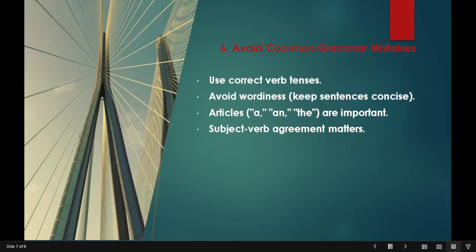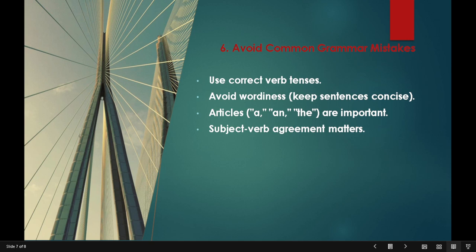The sixth trick is to avoid common grammar mistakes. Be mindful of how you push out your grammar. It is very, very important. Look at the scoring criteria I showed earlier. Grammar is a very important area you need to pay attention to.